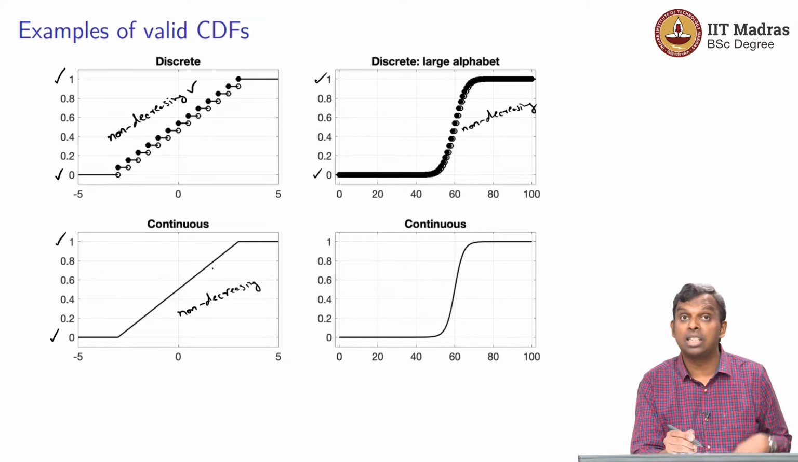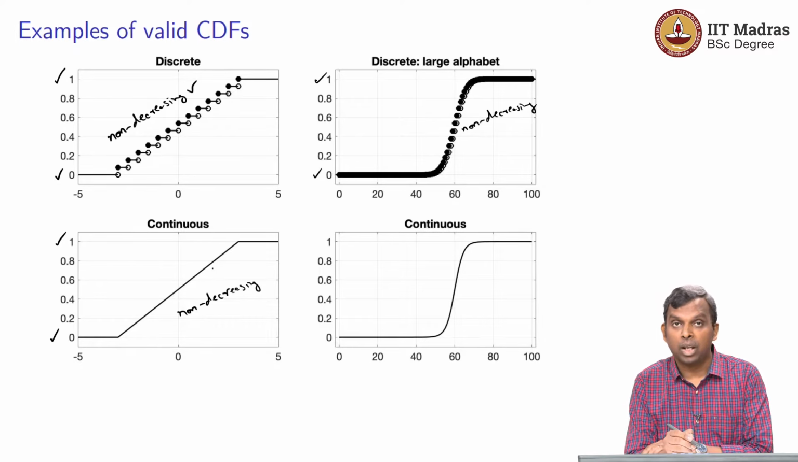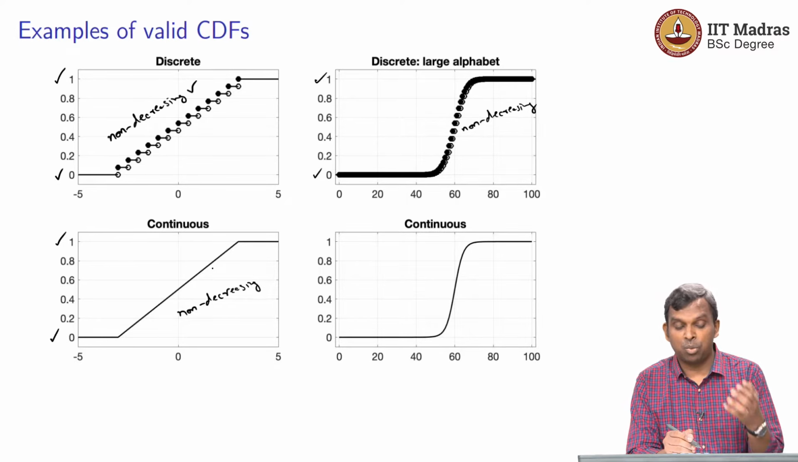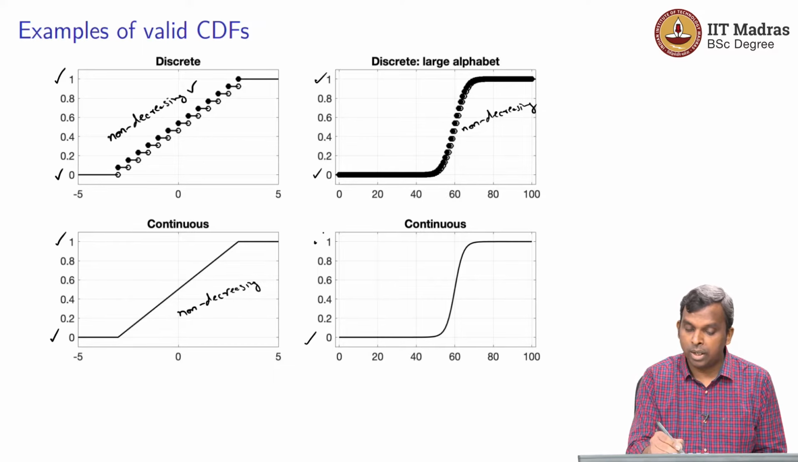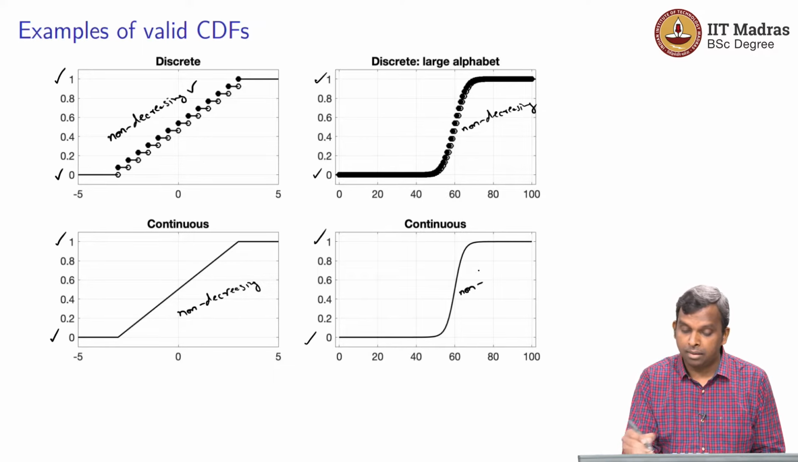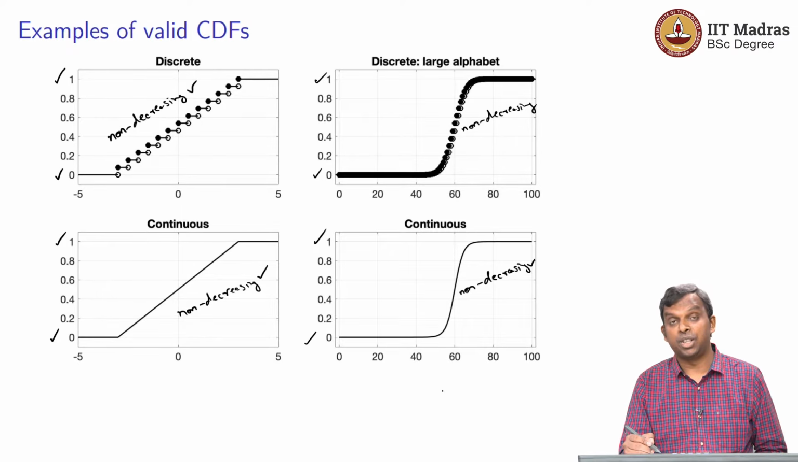But there are no steps. I don't have the step phenomenon. It's a valid CDF, it's a cumulative distribution function. Okay, so here is another function, again starts at 0, ends at 1, it's non-decreasing, that's also true. No steps, but it's a valid continuous CDF.